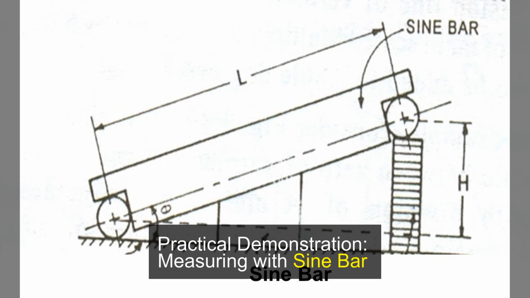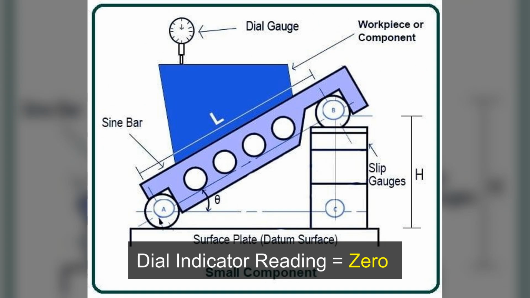In a practical demonstration, we arrange the slip gauges, place the sine bar over them, and then position the workpiece. We use a dial indicator to check the alignment. When the dial indicator shows zero movement throughout the surface, the workpiece is perfectly aligned at the required angle.